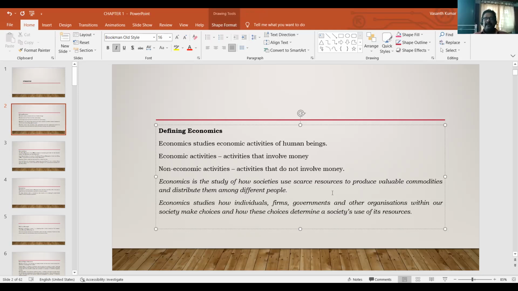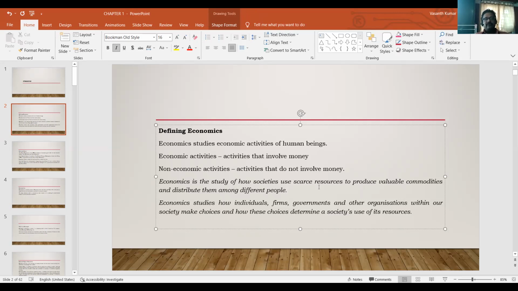I hope the example is clear to all of you, and the difference between economic activities and non-economic activities is also clear. So economics is a branch of study which studies the economic activities of human beings. From that, it is clear that economics does not involve the study of non-economic activities.